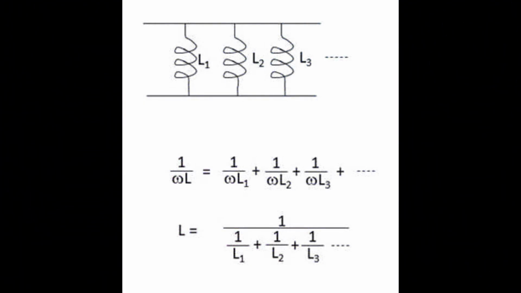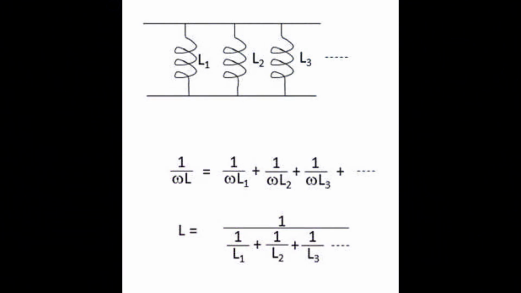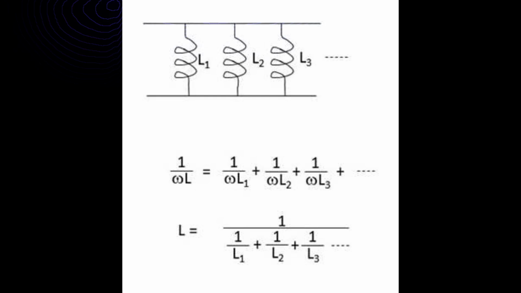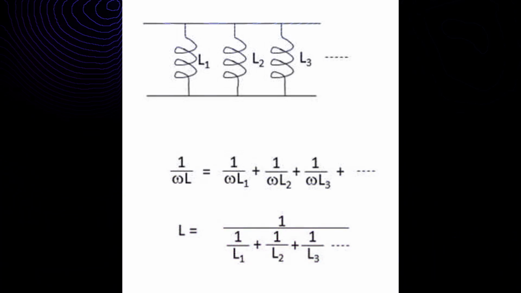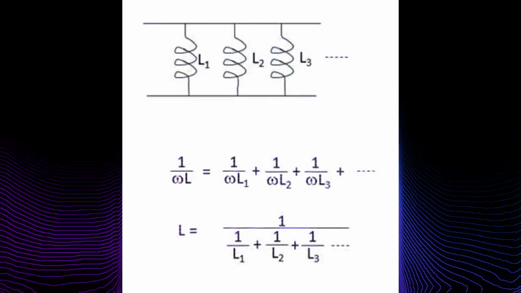Z equals the square root of 10 squared plus 100 squared. Z equals the square root of 10,100. Z equals 100.5 ohms.